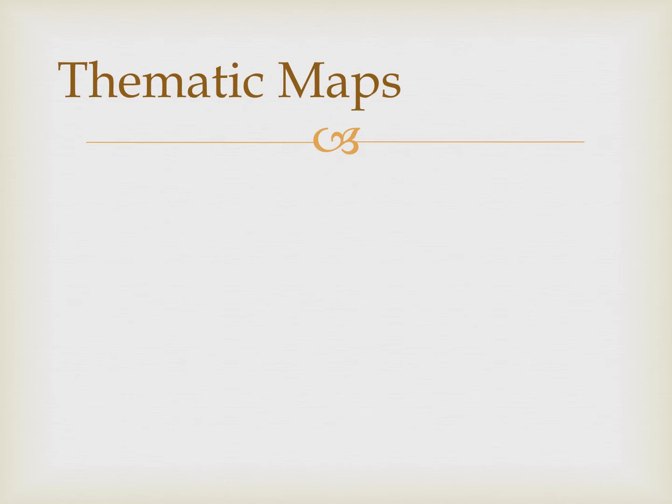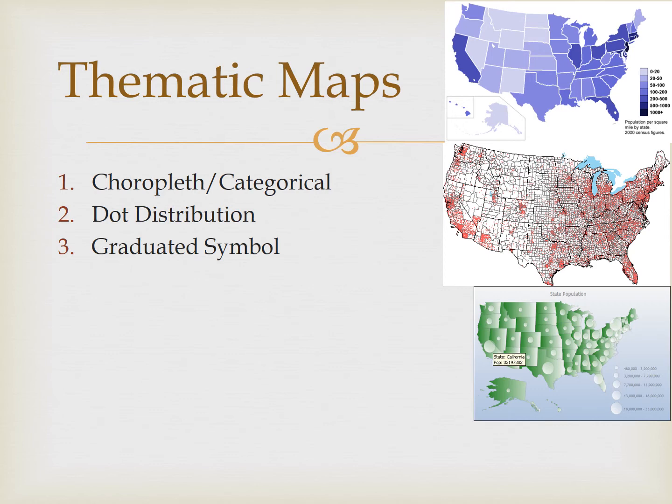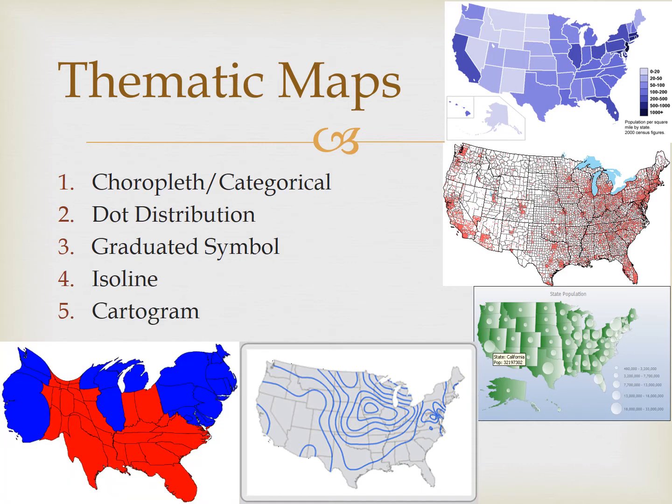Last lecture, we talked about the basics of maps and how thematic maps tell a story. Now, we're going to get into the different types of stories that they tell and how they can influence our understanding of the information behind that story. There are 5 types of thematic maps. Those are choropleth or categorical maps, dot distribution maps, graduated symbol maps, also known as proportional symbol maps, isoline maps, and cartograms. Now, we're going to go ahead and take a look at each one of those in greater depth.